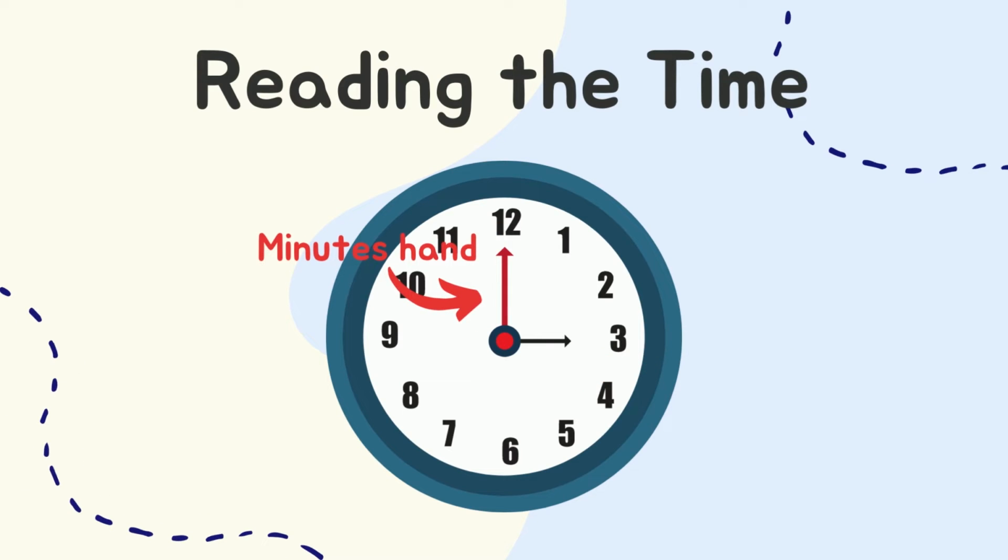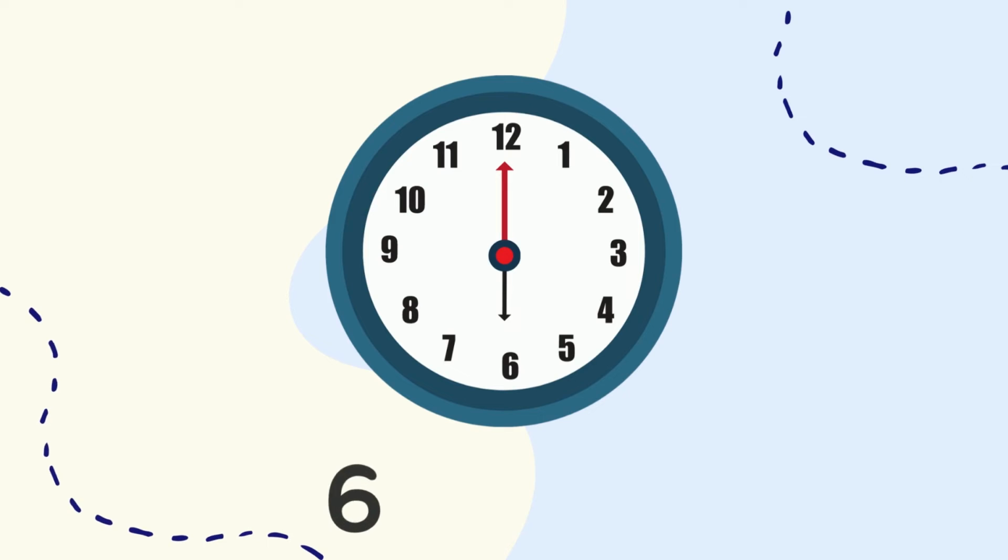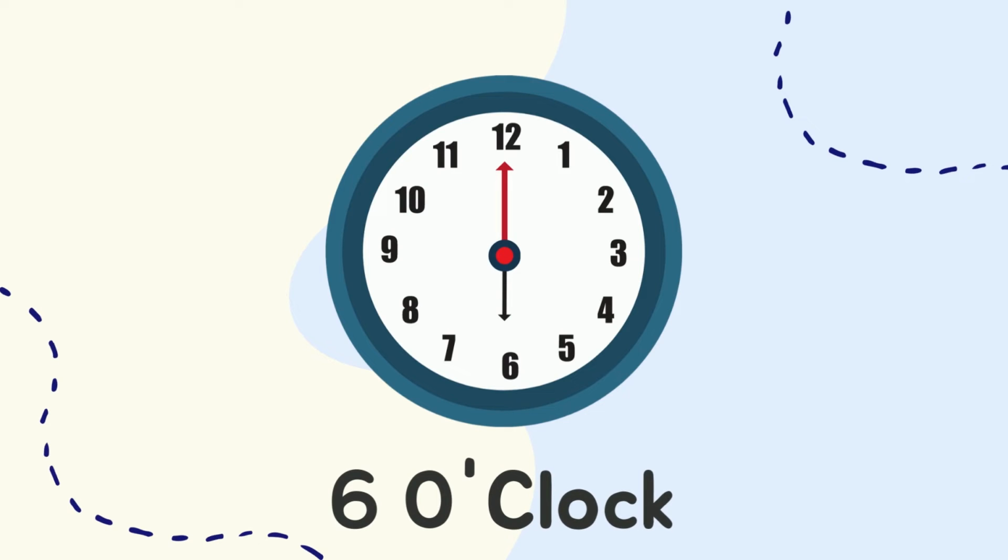When the short hand is on a number and the longer hand is at a 12, it means the hour has just started. For example, take this image. The hour hand is on 6 and the minute hand is on 12, which means it is 6 o'clock.